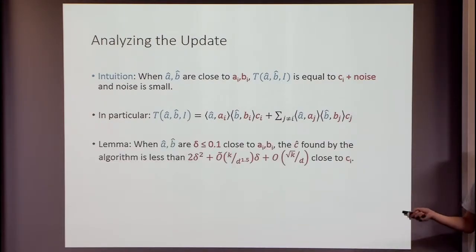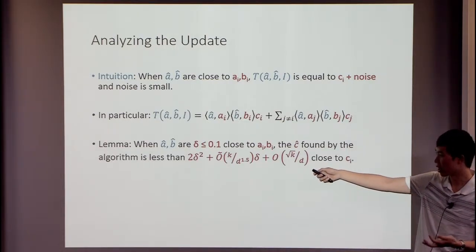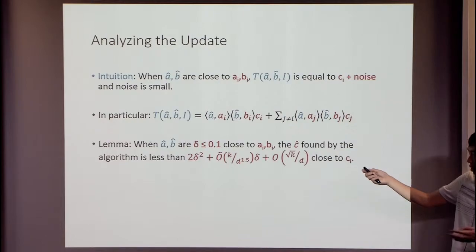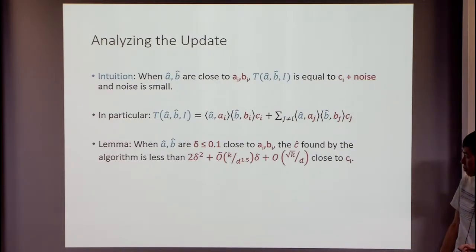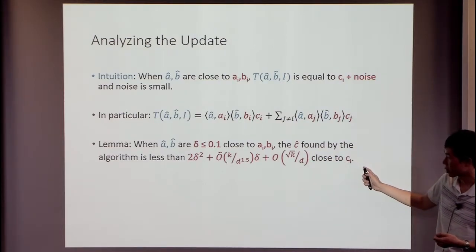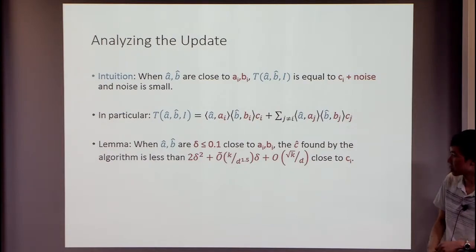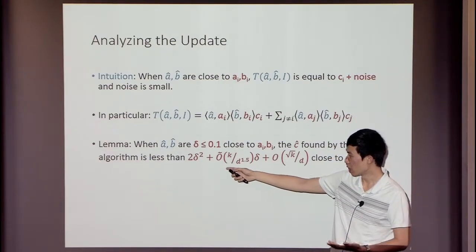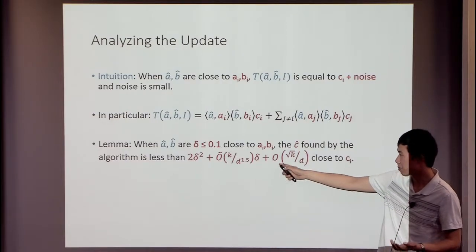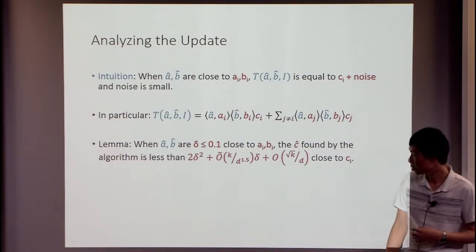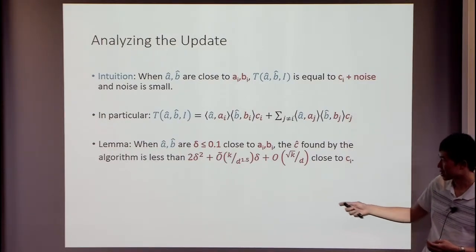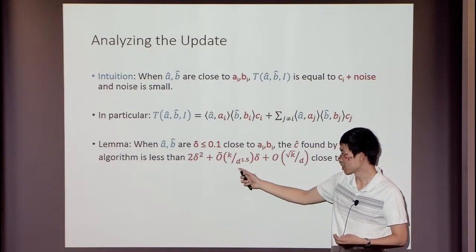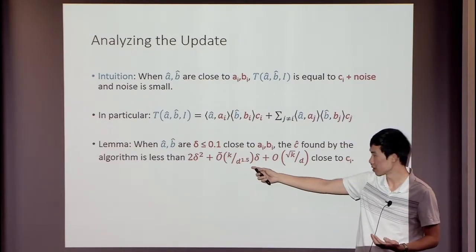In the end, we are going to be able to prove this key lemma that says if my initial vectors A hat and B hat are delta close to Ai and Bi, and this delta is small enough, then the C hat found by the algorithm, basically T hat applied to A hat and B hat after normalization, is within 2 delta squared plus order k over d to the 1.5 times delta plus order root k over d of Ci. And this is very good because delta is small, so 2 delta squared is much smaller than delta over 2, say. This term, by our assumption, is also very small, so this is also contracting.